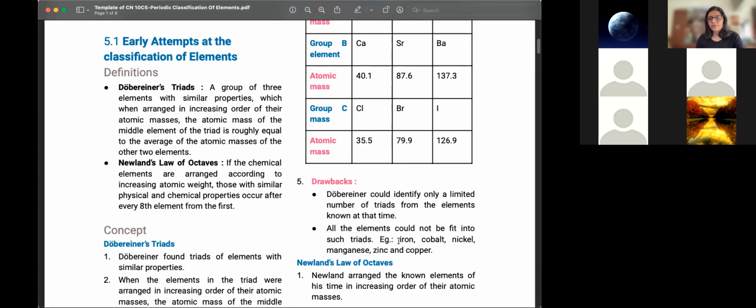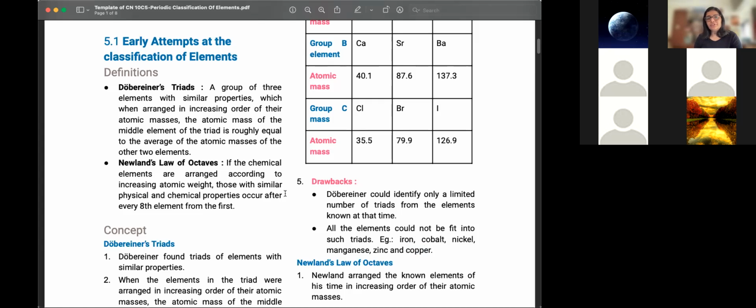Iron, cobalt, nickel showed similar properties. For example, copper shows a valency of +2. It's a metal, just like calcium, magnesium, all of that. But it didn't fit in with the law of triads. There was no relation. The way the average fit neatly with those elements, their atomic masses just didn't fit in such triads. So there was an attempt, but that attempt failed.